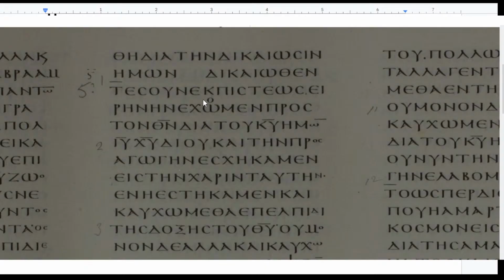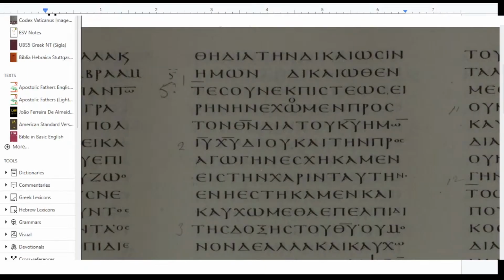Yep. It's the same text. Yeah. The USB and the NA28 are the same text. If anything, there's super tiny variation, maybe as to the article or something like that. And a lot of the same people were working on it. Kurt and Barbara Aland were part of the USB text committee as well. Yep.